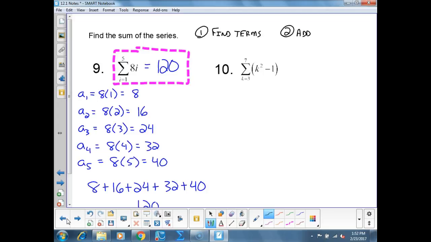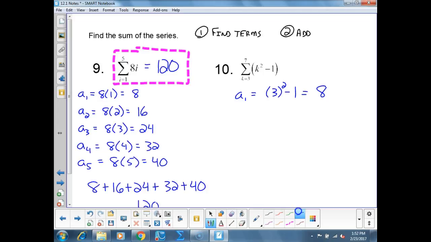No, the first term is not 3. You plug 3 into the rule. The first term is not 3. The first term, I plug 3 into my rule. So my first term is 8.